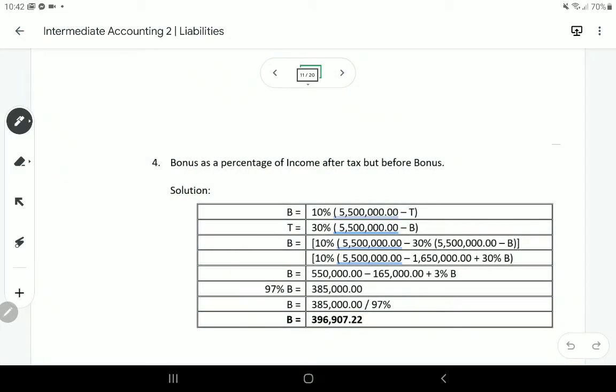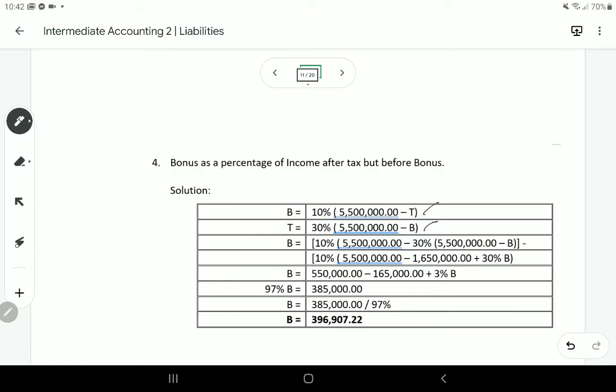Then, next, bonus as a percentage of income after tax, but before bonus. Mas mahirap actually yung number 3. So, this again represents tax. Ito yung equation natin sa tax. Ito yung equation sa bonus.